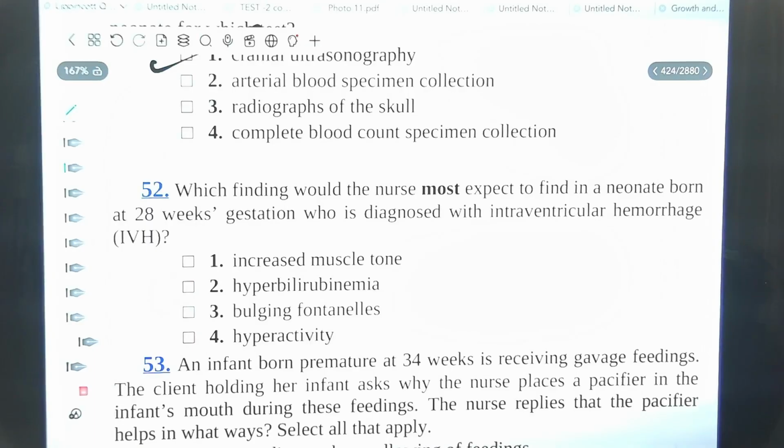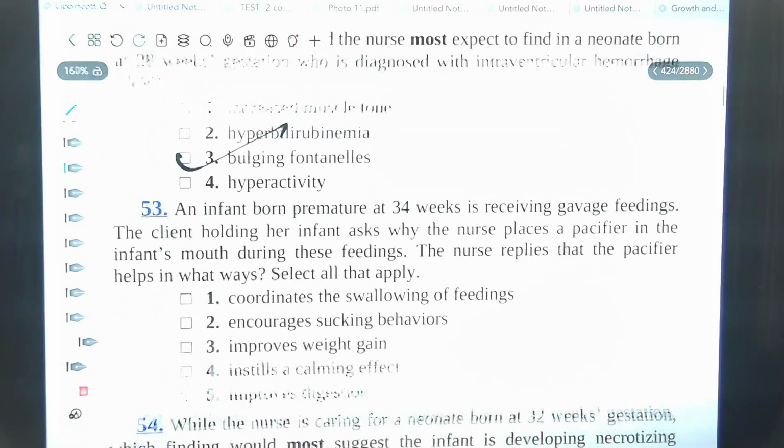Next question, that is 52. Which finding would the nurse most expect to find in a neonate born at 28 weeks of gestation who is diagnosed with intraventricular hemorrhage? That is bulging fontanelle. So the fontanelles will bulge out.